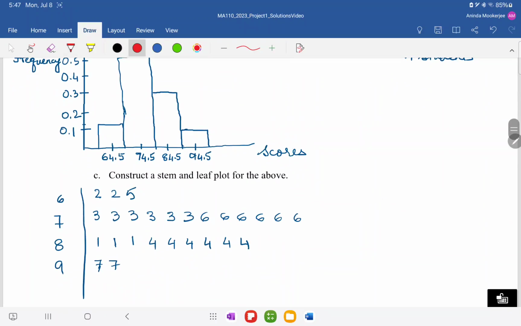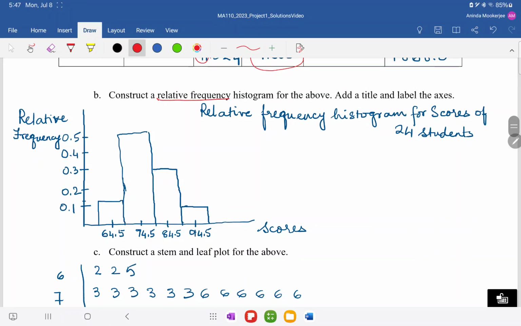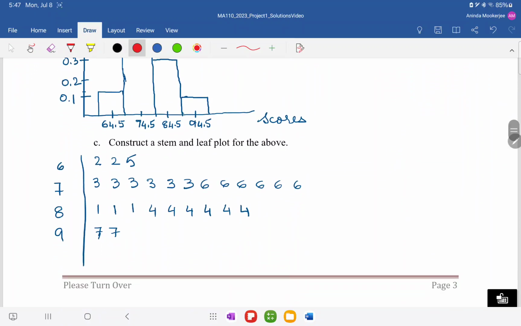And we have labeled it scores for the x-axis, relative frequency for the y-axis, and here's my title. Please make sure whatever question you may be getting that you title it and label the axes properly. The next question says construct a stem and leaf plot for the above. So here's the stem and leaf.